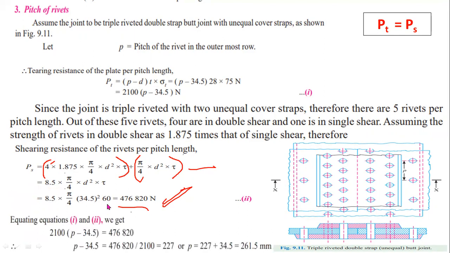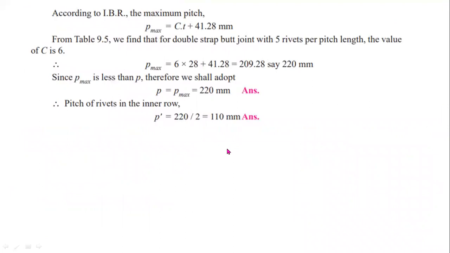Now, equating these two equations, equation 1 and 2, you can get the value of pitch. Here the pitch P equals 261.5 mm. After that you have to determine the maximum pitch of the rivet. This is the formula for determining the maximum pitch.